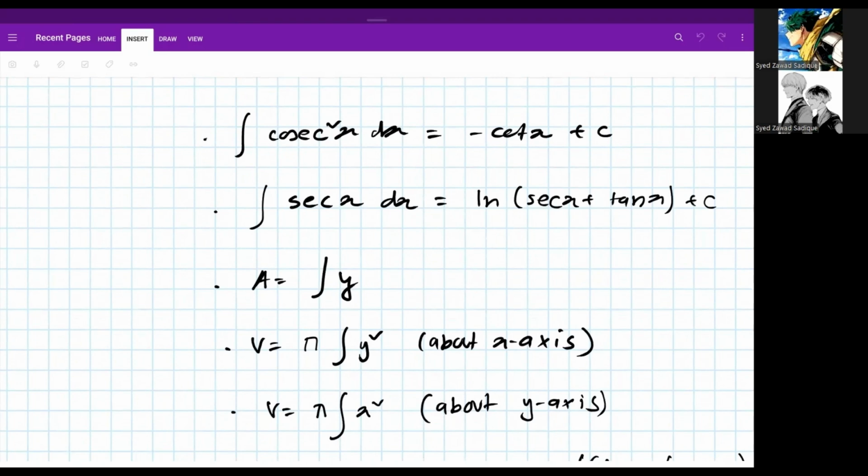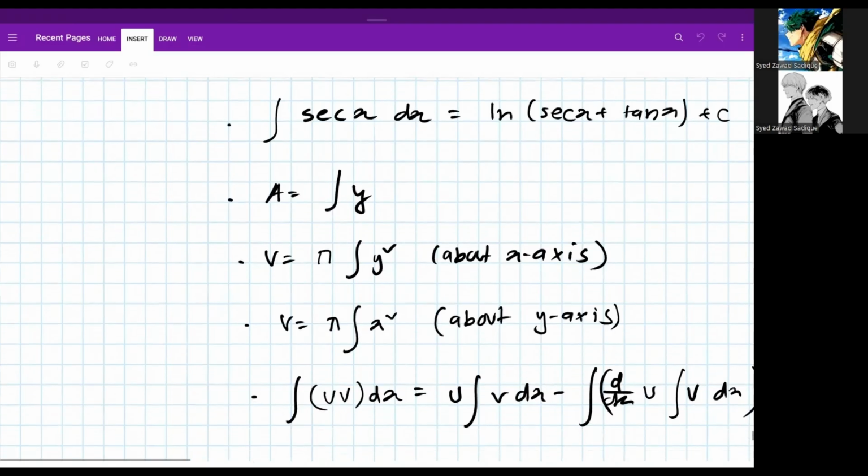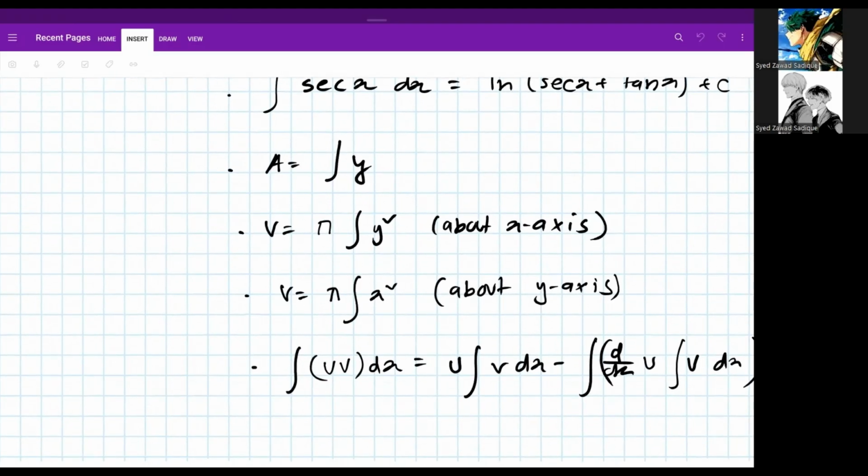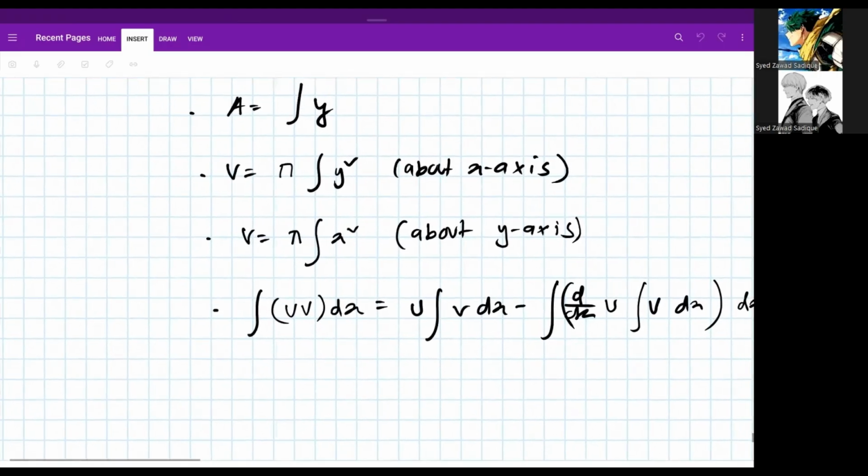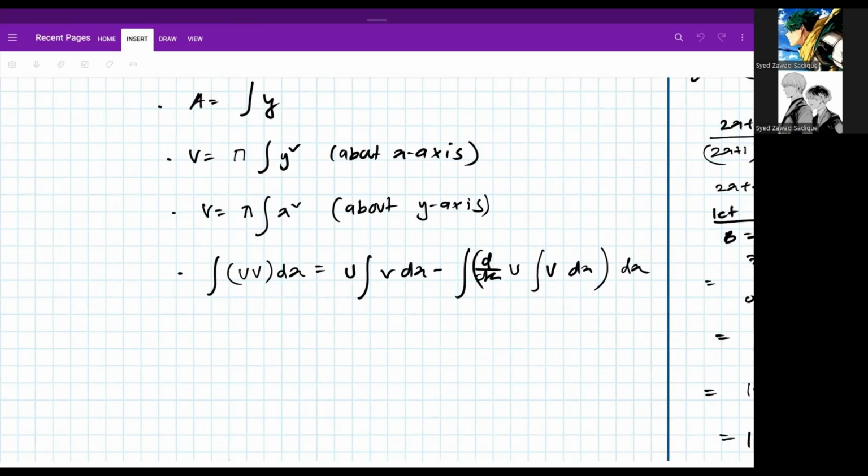Area is integration of your function that is given, or integration of y. Volume is pi integration of y squared if it's about the x-axis, and finally volume is equal to pi integration of x squared if it's about the y-axis. Now, the newest formula that we learned in A2 is integration by parts, where integration of u v dx is equal to u integration of v dx, minus integration of the derivative of u times integration of v, close the bracket, the total integration dx.